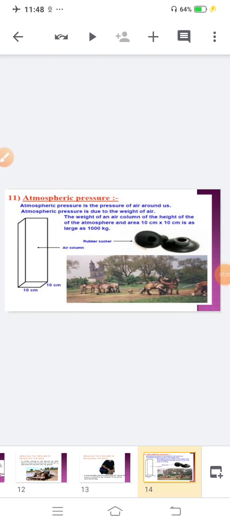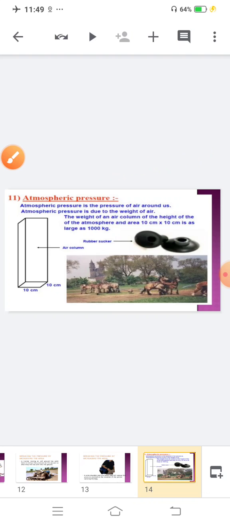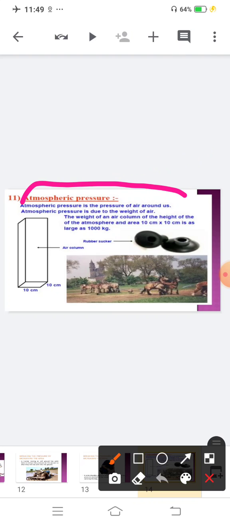Atmospheric pressure. Atmospheric pressure is the pressure of air around us. Atmospheric pressure is due to the weight of air. Clear? What is it due to? The weight of the air. The weight of an air column of height equal to the atmosphere, over an area of 10 by 10 cm, is as large as 100 kg. Clear? Basically, atmospheric pressure is the pressure of air around us.